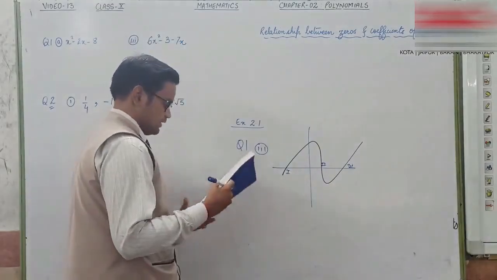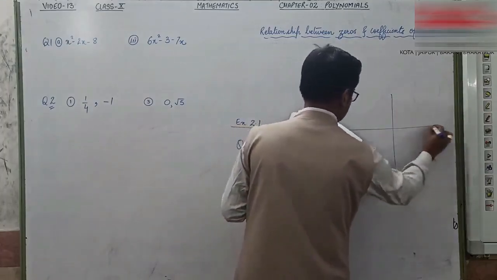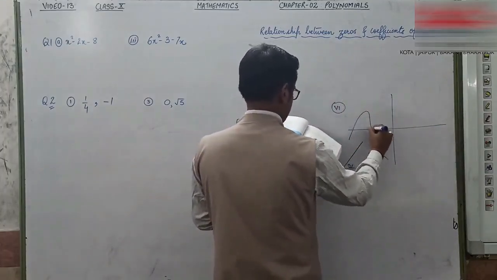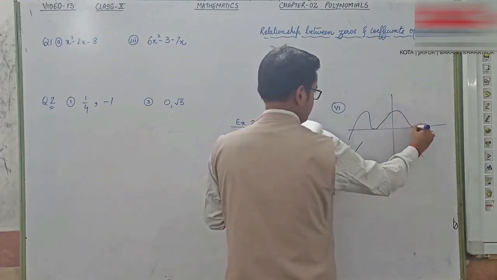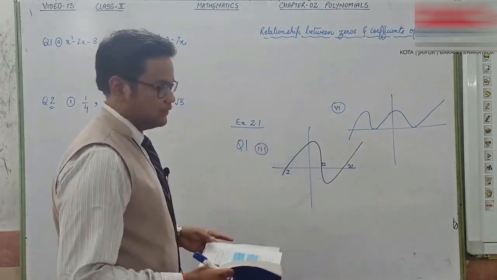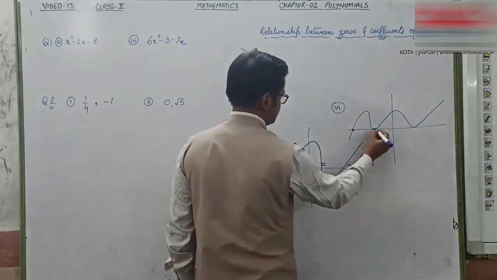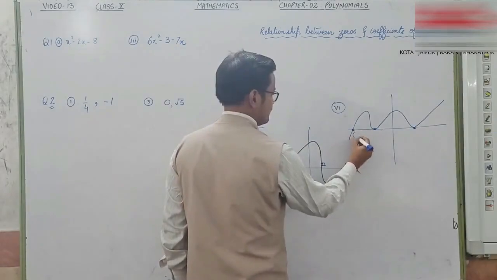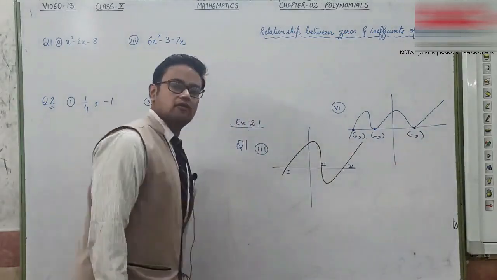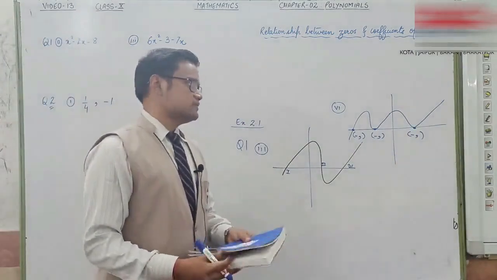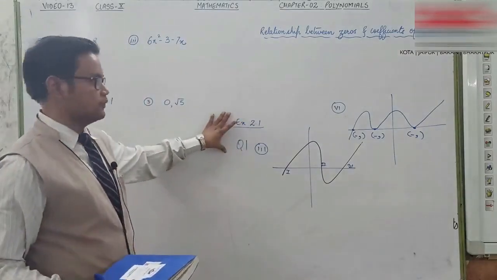So let us take some other example. Part 6. See, the graph goes like this. It touches the x-axis and then again moves up, and then it moves down, touches the x-axis, and then moves above the x-axis. So whether it intersects or it touches the x-axis, the abscissa of those points, the x-coordinate of those points, will be the zeros of the polynomial. So again there are 3 zeros. In such a way you can do the remaining 4 parts.